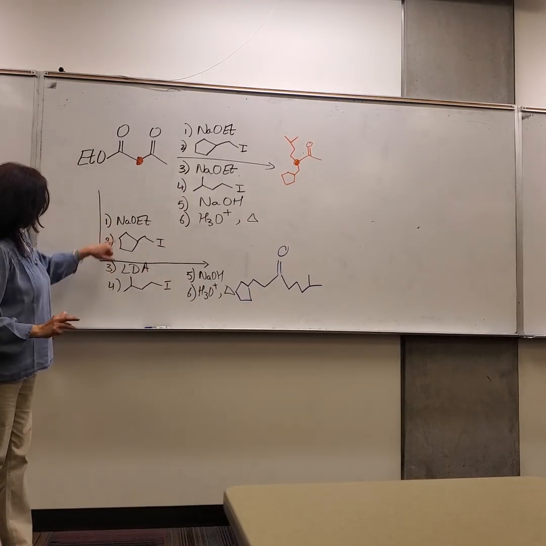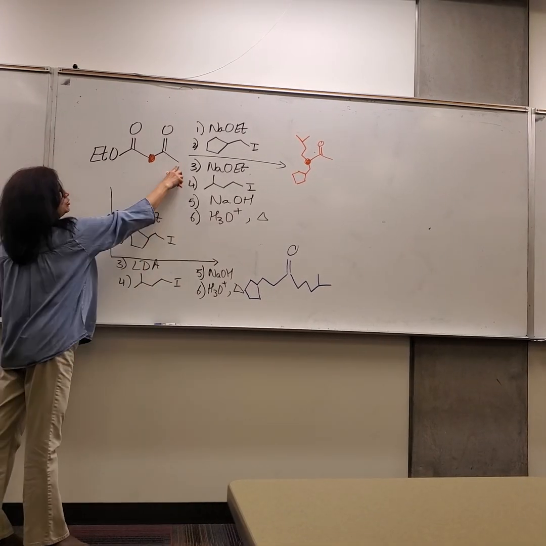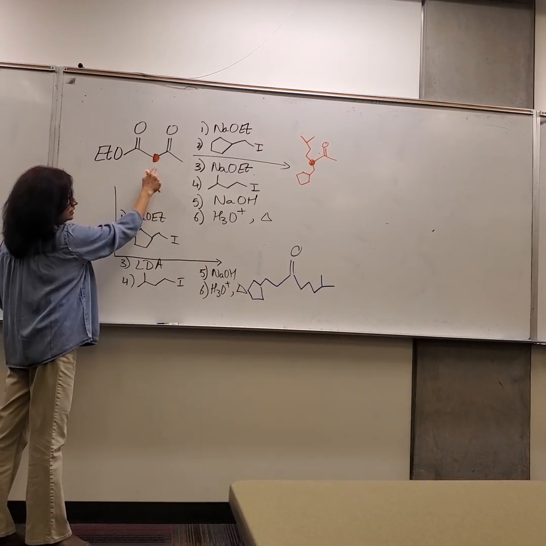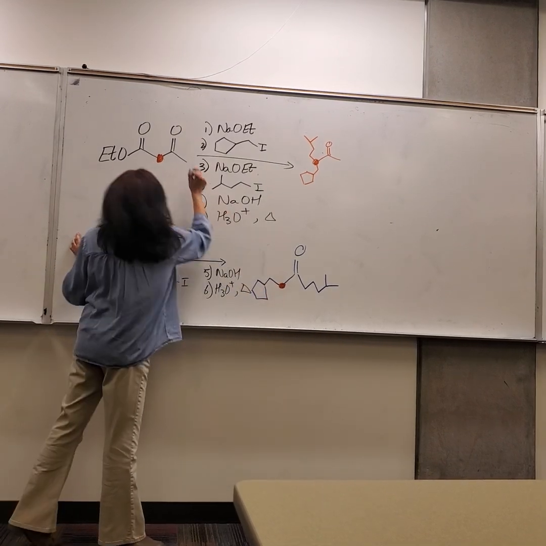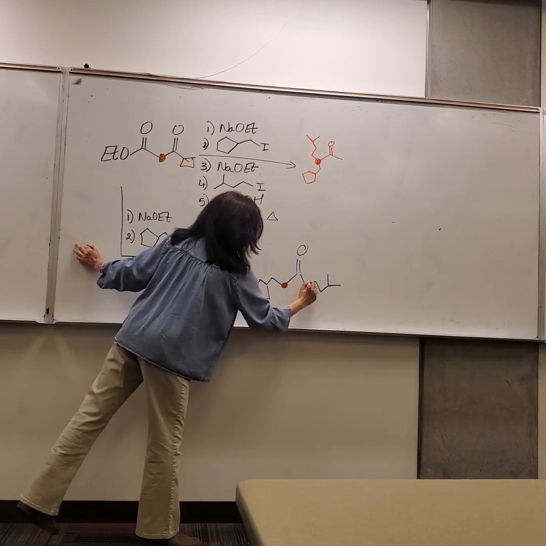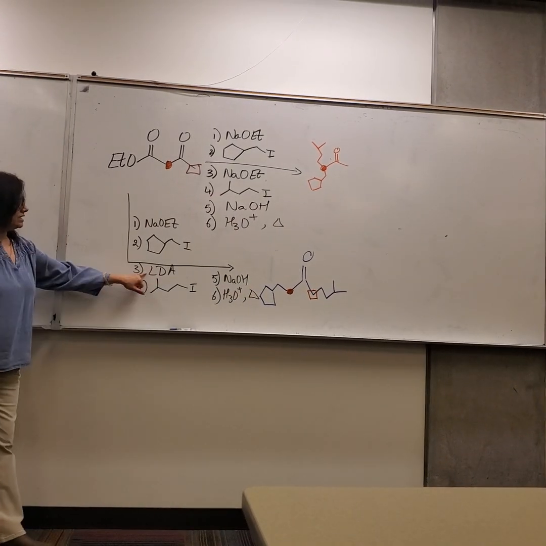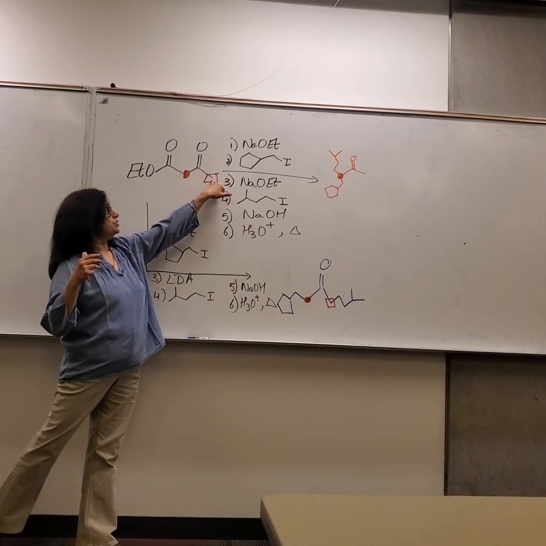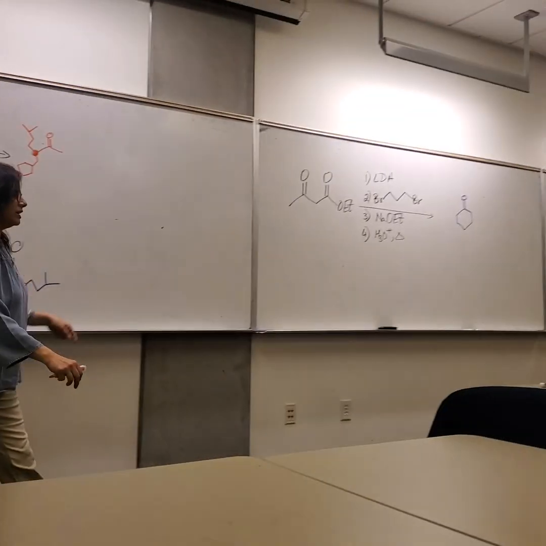Now here we changed the base, so that one deprotonated on the other side. So this carbon is that one, and this carbon is this one. Am I doing that correctly? Because LDA is the bigger one, it deprotonates on the end. Everybody okay?